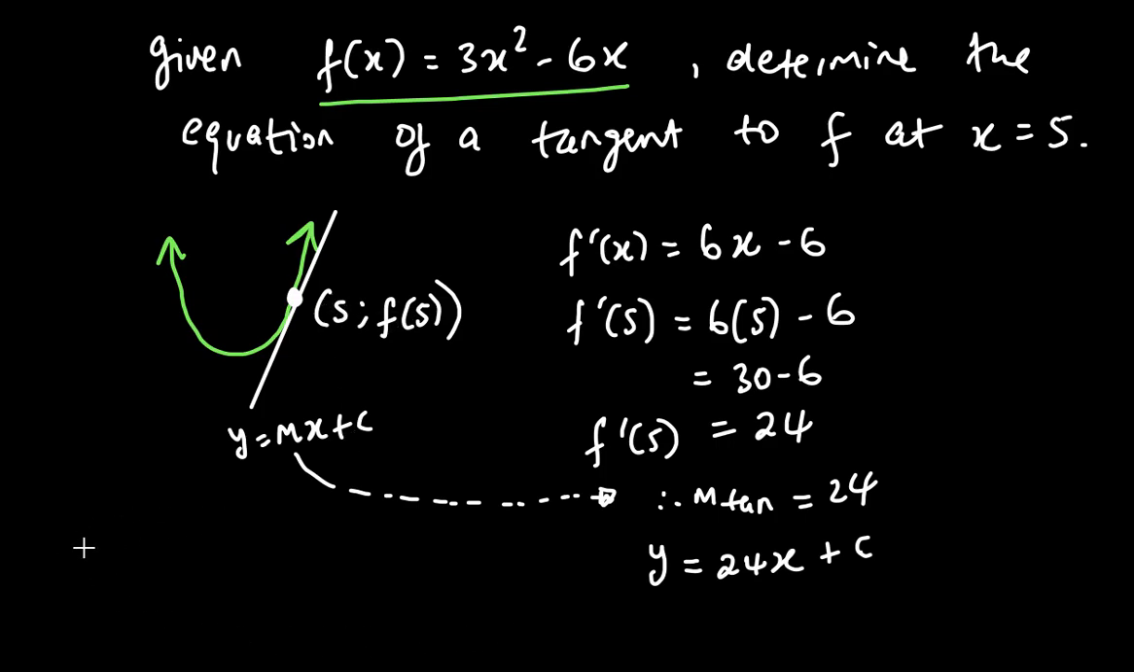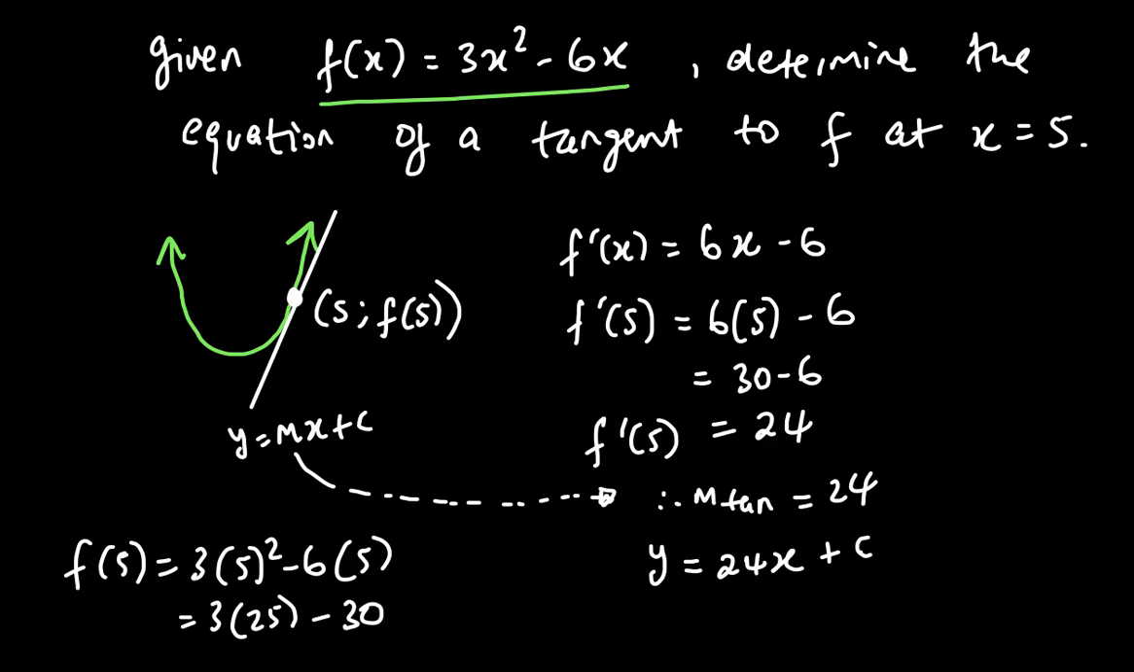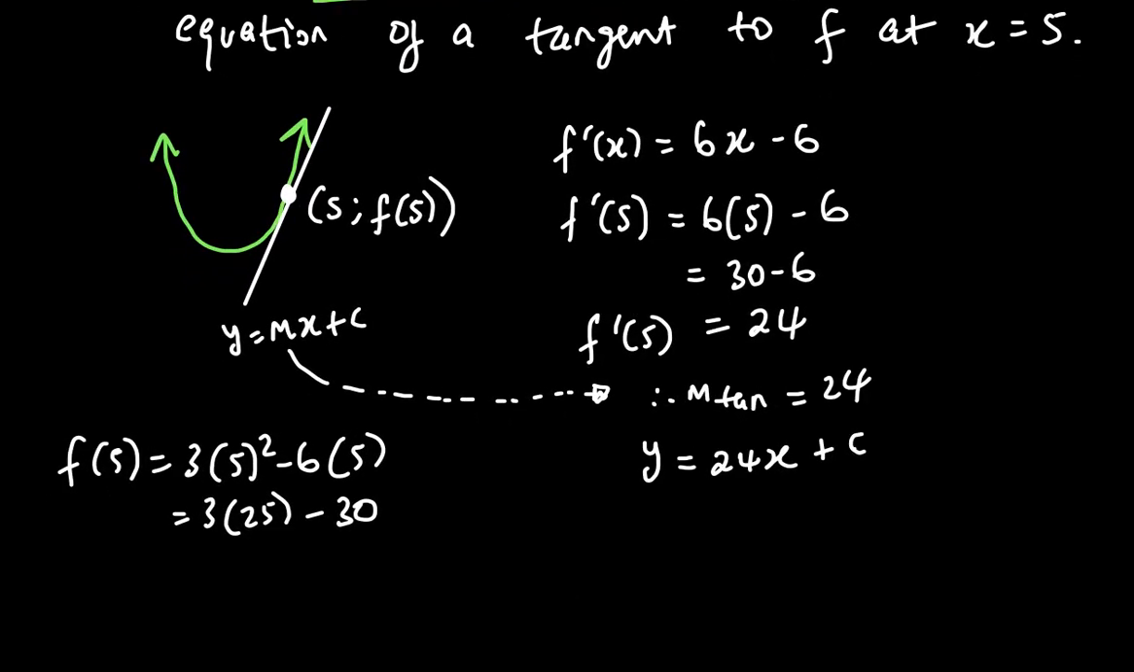So to get y, I'm going to say f of 5 is equal to, I substitute into the original equation, 3 into 5 all squared minus 6 into 5. Then I'm going to get 3 into 25 minus 30, right? So what would be the answer? That is 75, if I'm not mistaken, minus 30, which is going to give us 45. So therefore my f of 5 is 45, which means our y is 45.